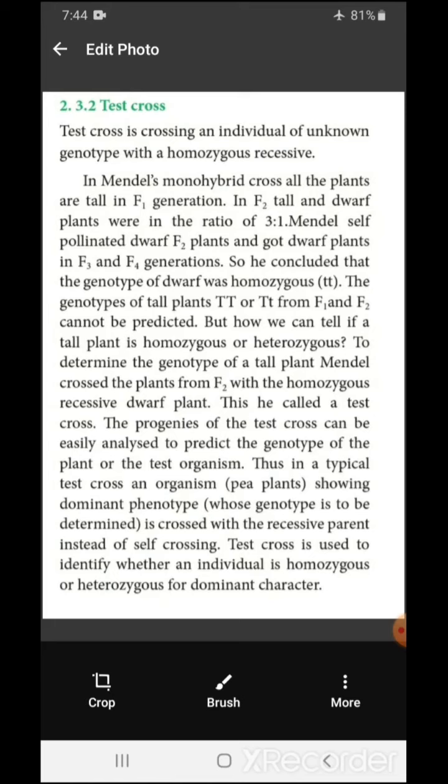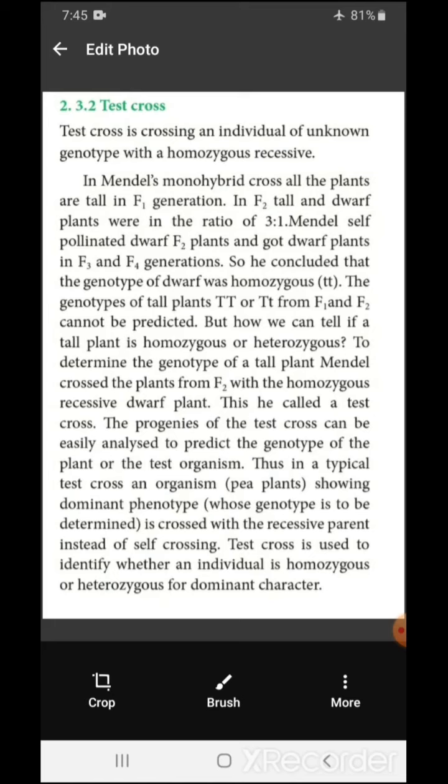So here, the genotype is to be determined. When capital T comes in the F1 generation, F2 generation, whatever it may be, it only determines the character. So that is crossed with the recessive parent instead of self-crossing. That is known as test cross.